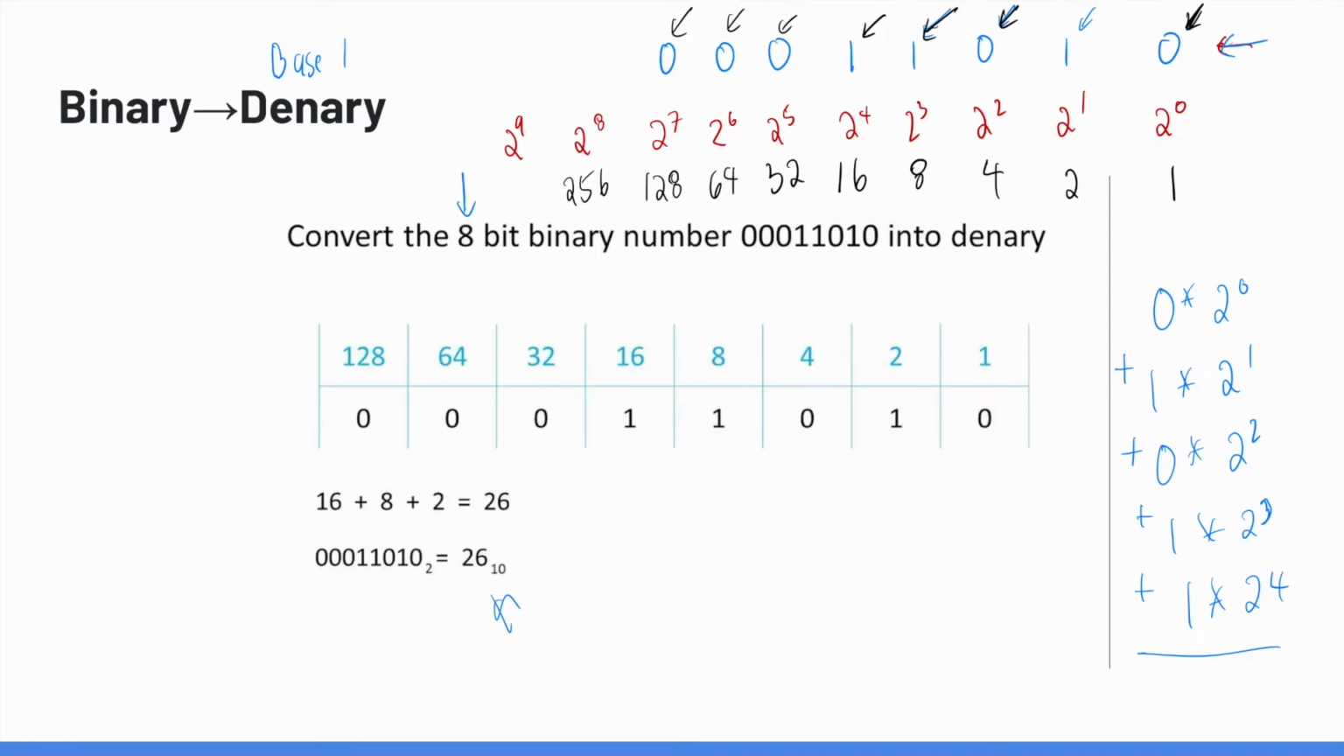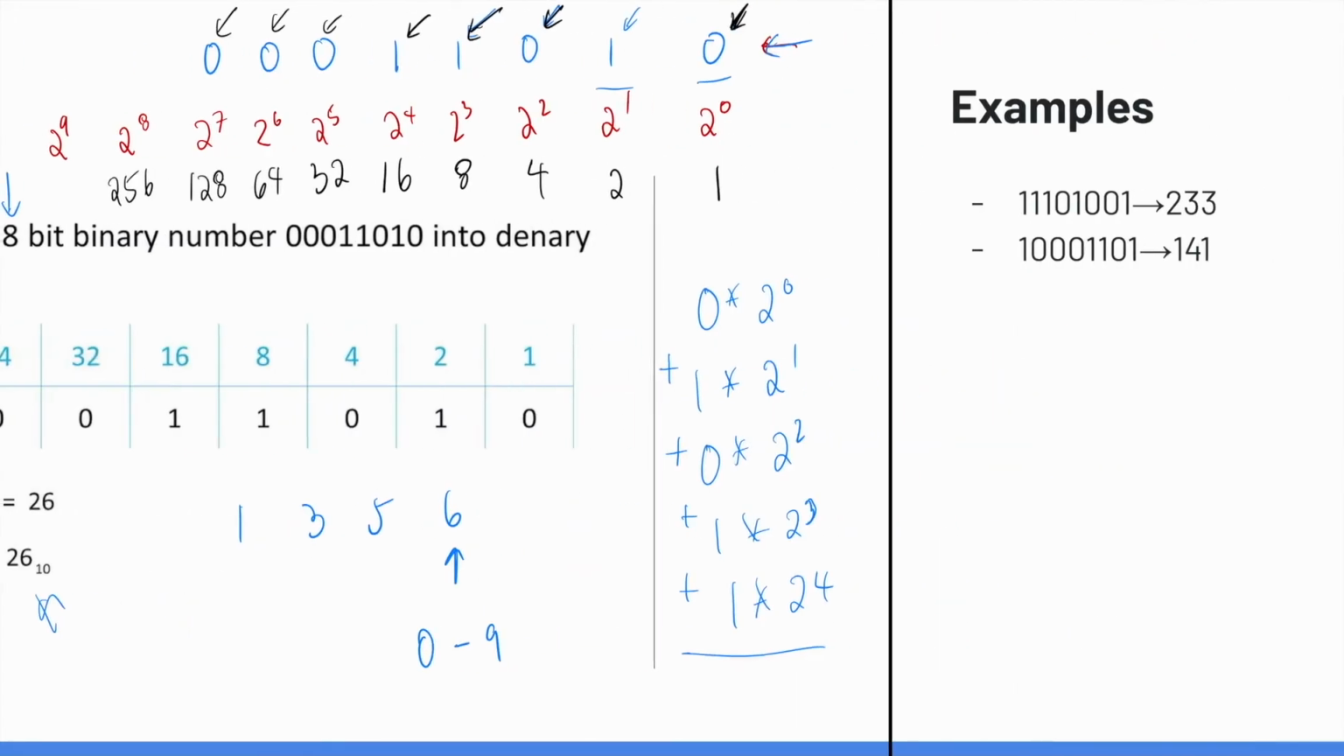Now, one thing to keep in mind as well is that, for example, in a base 10 number, we have 10 possible values for each digit, right? If we go back to 1,356, for the first decimal, we could have any value from 0 to 9. That's because it's base 10. We can have 10 possible values. However, base 2 has 2 possible values, and that's going to be either 0 or 1. So again, hopefully that's a good primer as to how binary works. Let's move on to some examples.